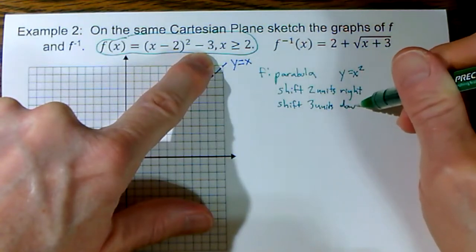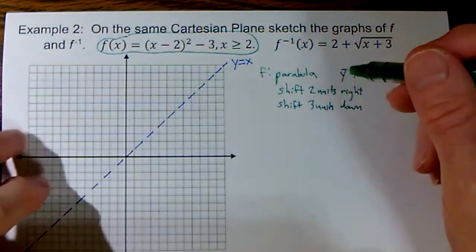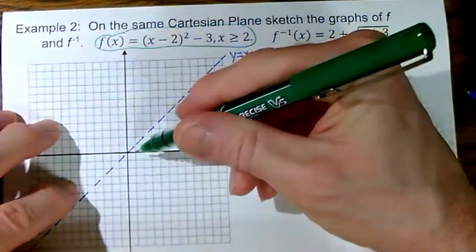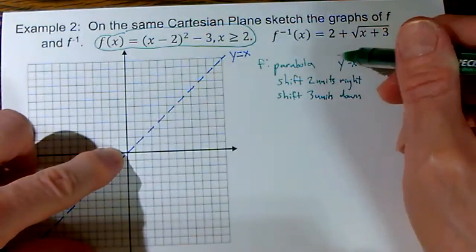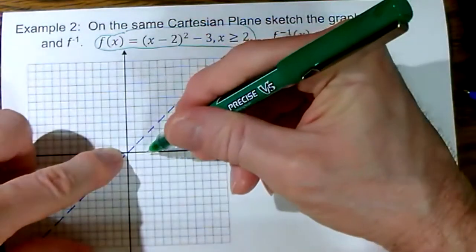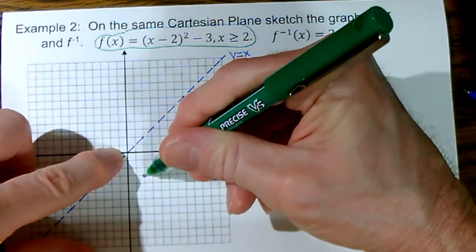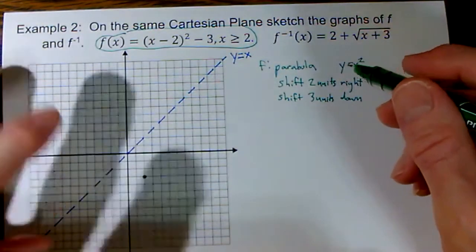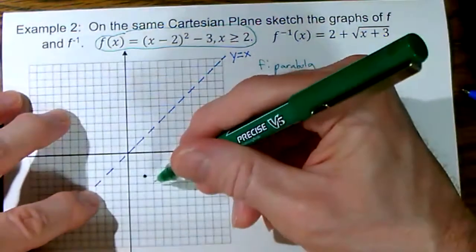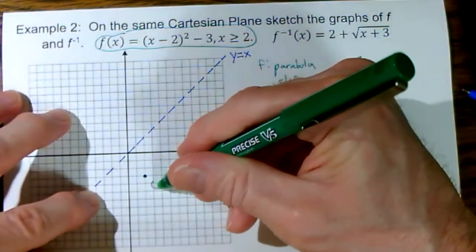So I would have a parabola shifted. Ordinarily the vertex of just the most basic parabola would be at the origin, but we shift 2 units to the right and 3 units down. That puts me right there, okay? And maybe we'll write down what the coordinates of that point are. That would be (2, -3).